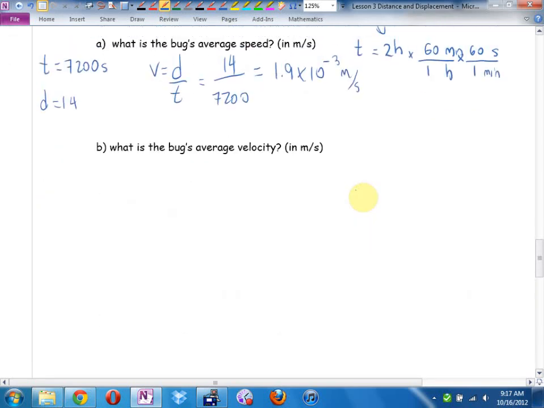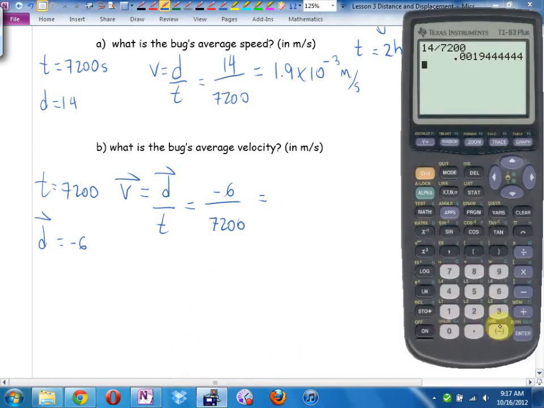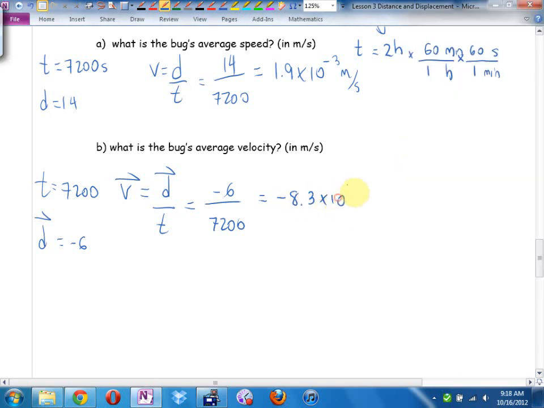What's the bug's average velocity? It's going to be displacement over time. It's still going to be a time of 7,200. But what was the displacement? Was it 6? Ah, negative 6? So we're going to get negative 6 over 7,200. What's the negative telling us, Zach? Direction. Which way? And I get an answer on my calculator in scientific notation already. Negative 8.3 times 10 to the negative 4 meters per second. Okay. Yep.